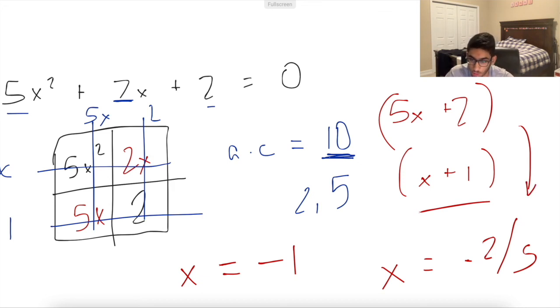Hopefully this made sense when a is not equal to 1. A equal to 1 is easier than this because you don't have so many steps. It's kind of simpler.